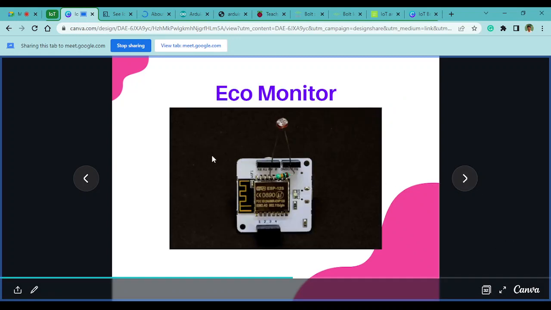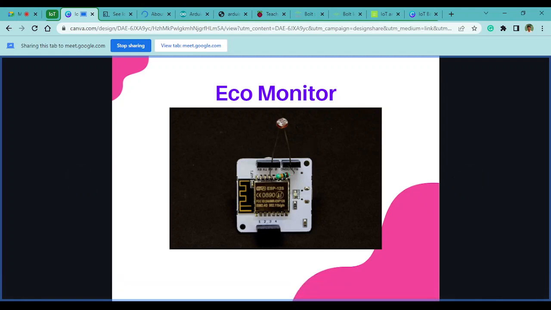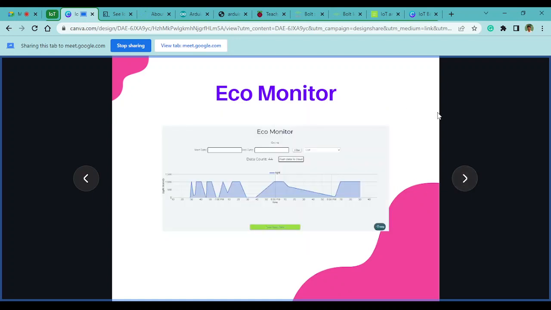And the second one is actually the eco monitor that I did with the Bolt IoT module. So this is the LDR that I was talking about, right? Light detecting sensor. So what I did was I collected the data for the entire day and night. How much light does a living room have, right? So based on that, I collected this data through this sensor and stored it in the cloud.